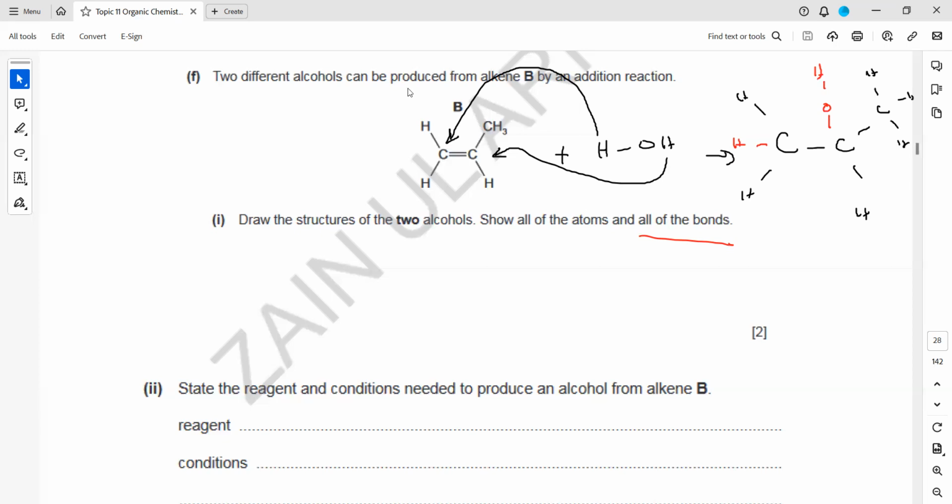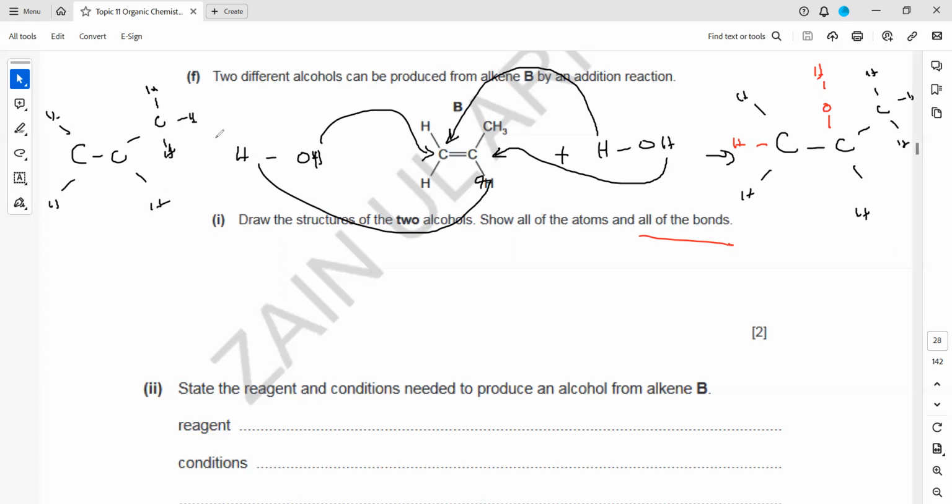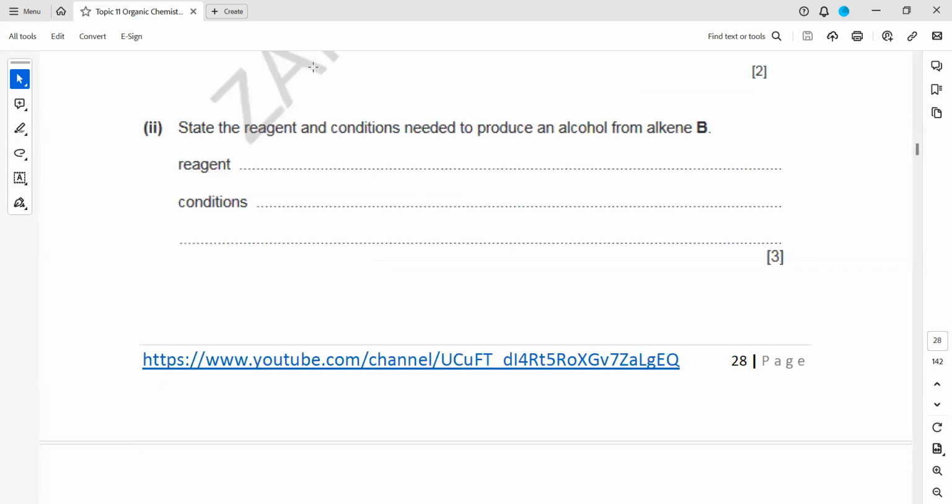The second possibility: when H and OH are added, OH might be attached to the first carbon and H attached to the second carbon. So for the second structure, you break the double bond, and one side will be OH and one side will be H, which is propan-1-ol, and the other is propan-2-ol. So whenever alkenes react, the double bond breaks and turns into a single bond.